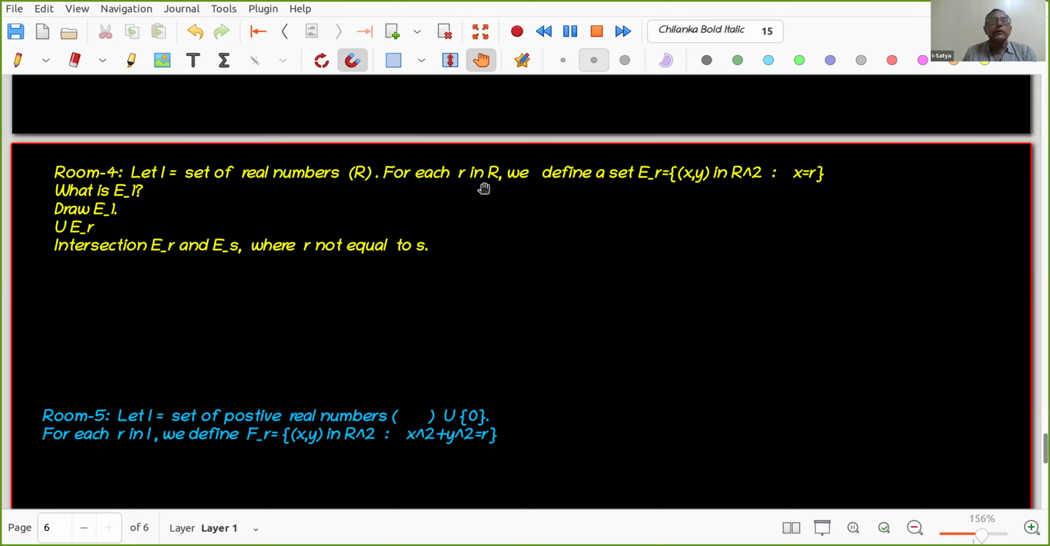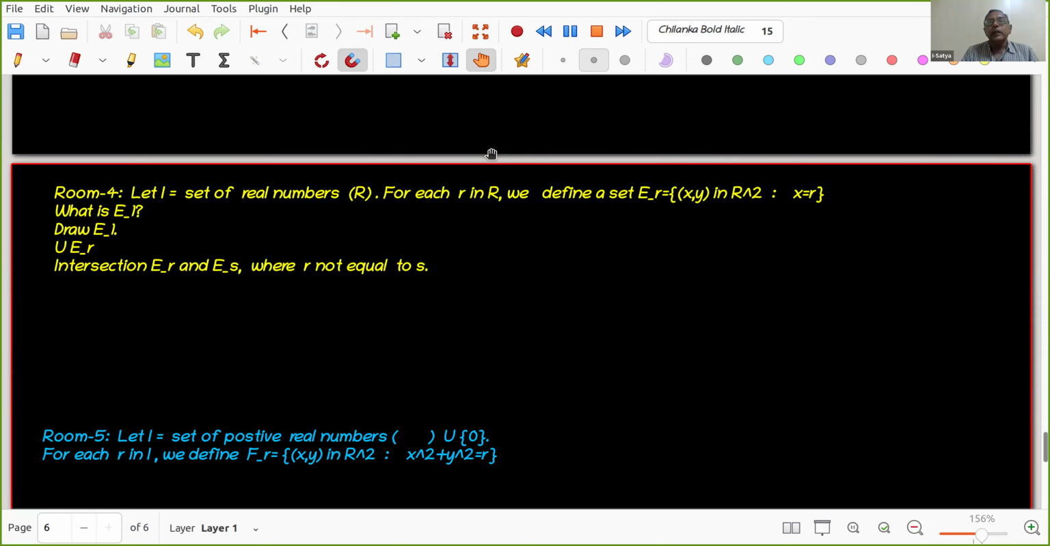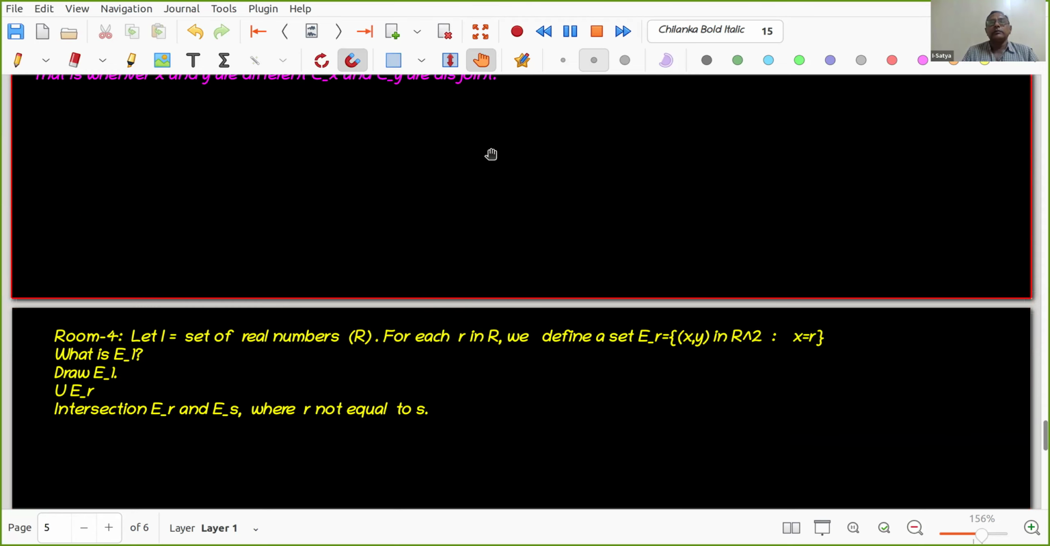I is the set of real numbers now. For each real number R, I am constructing a set E_R, defined as all (x, y) such that x equals R. What is E1? What is E2?